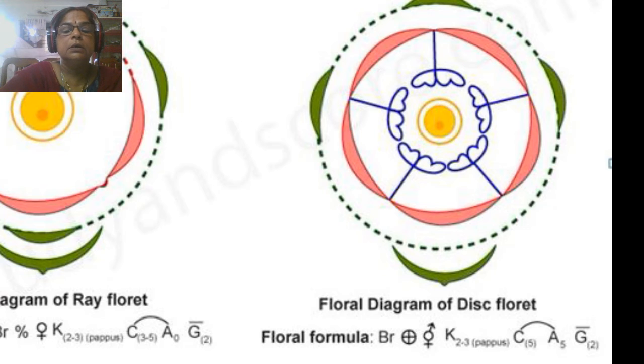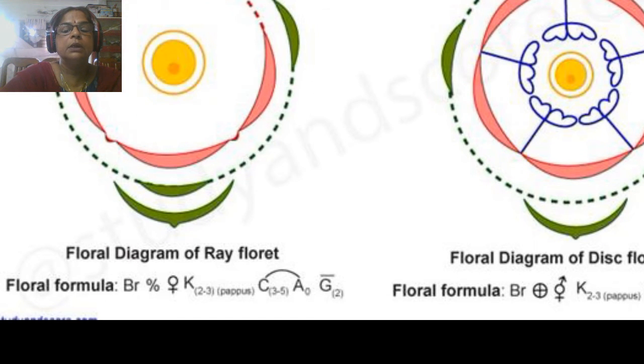This is the floral diagram and floral formula. In ray floret you will find bracteate, zygomorphic, unisexual, that is female, that is the ovary is present. Calyx in the form of pappus. Corolla 5 or 3 gamopetalous.